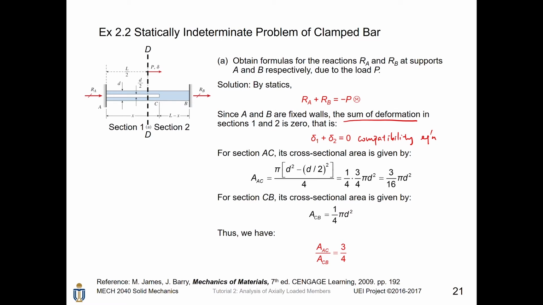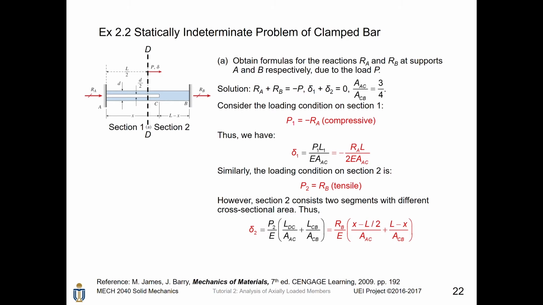Next, we find the cross-sectional area of section AC and CB. Notice that the hole is longer than 1/2 of the bar. For section AC, its cross-sectional area is given by 3 pi d squared divided by 16. And for CB, it is 1/4 of pi d squared. Therefore, we can find the area ratio of section AC and CB, which is 3 divided by 4. By those formulas, we continue our analysis.